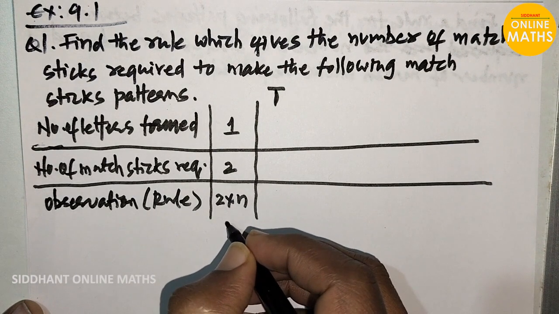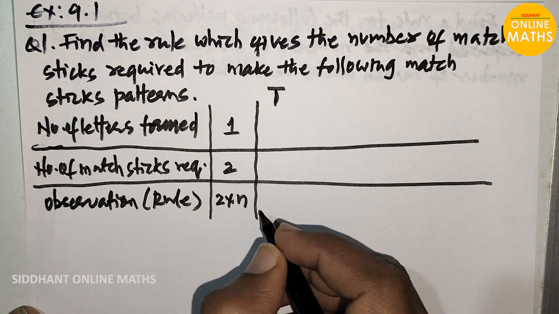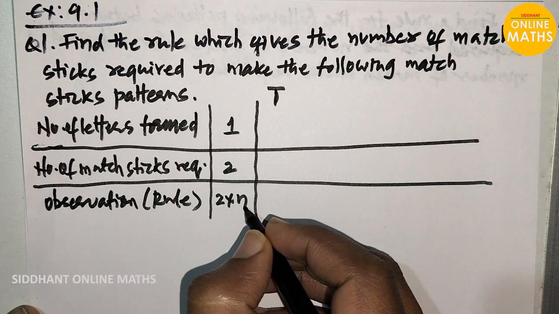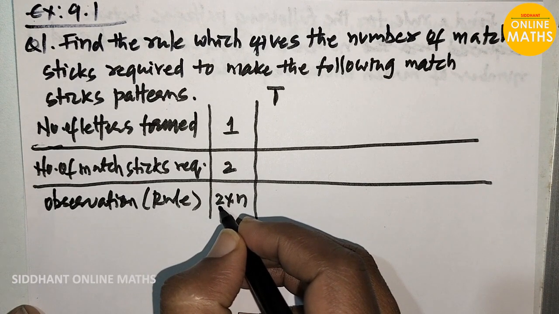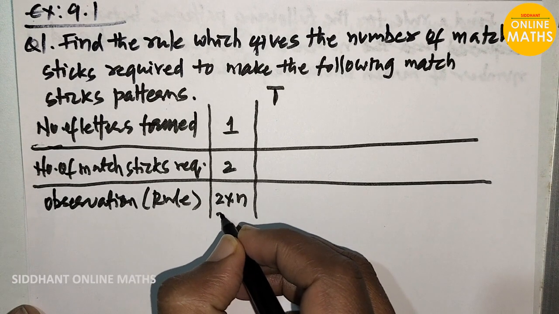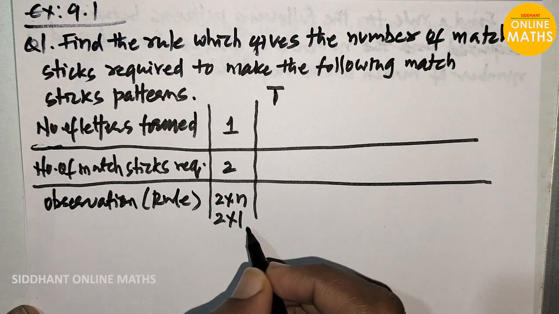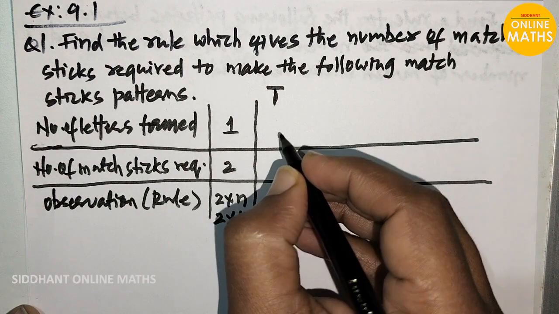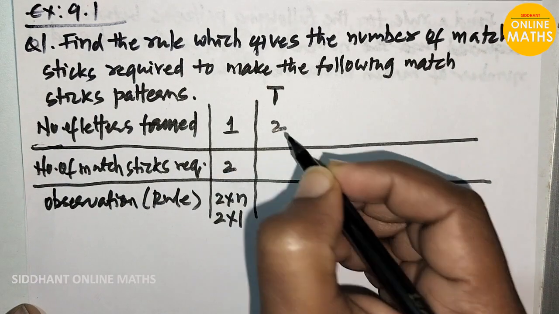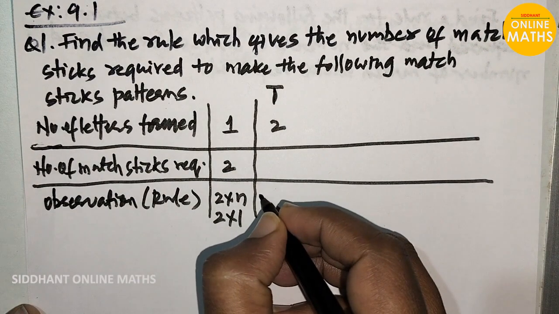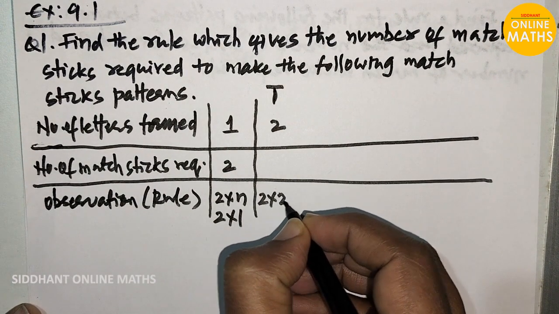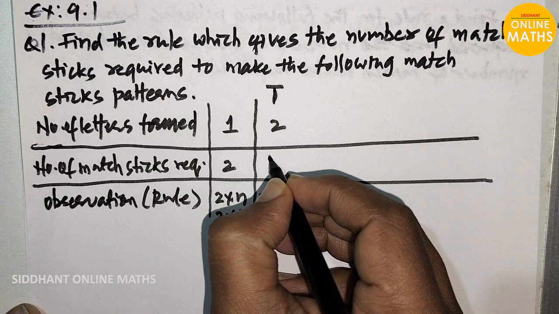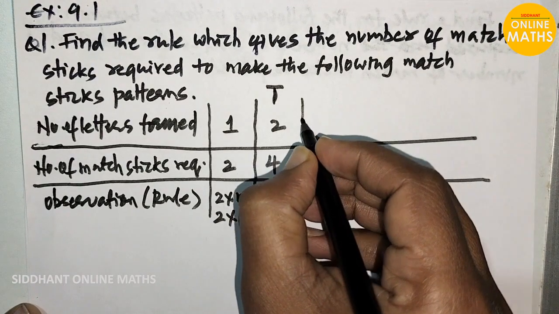That means here 2 into 1. The number of letters formed is 1 here, and the number of matchsticks required is 2. So 2 into 1 matchsticks are required. Suppose you are going to form two letters. Then the pattern will be 2 into 2. That means 4 matchsticks are required.